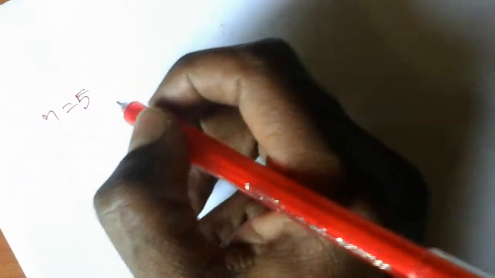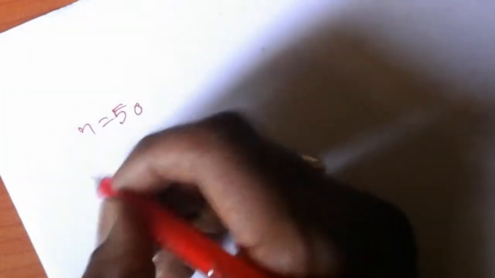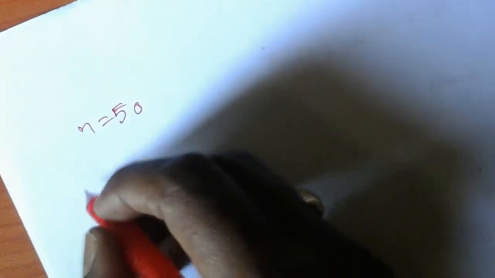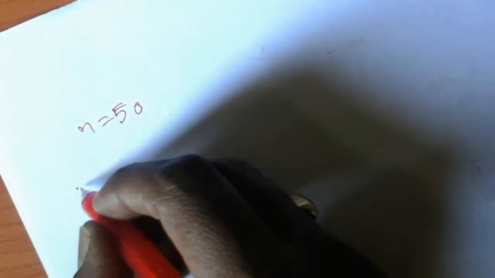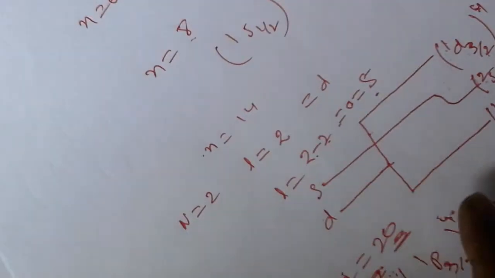Suppose n is equal to 50. If I write n is equal to 50, we can get it up to here only, up to d only. So some extension we also require to do. The extension we'll write later. First write down.